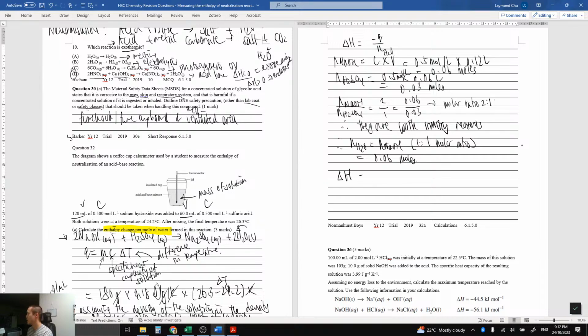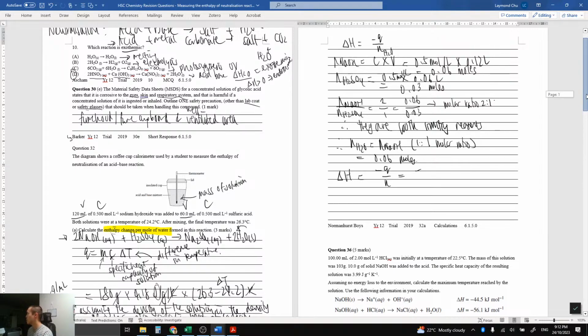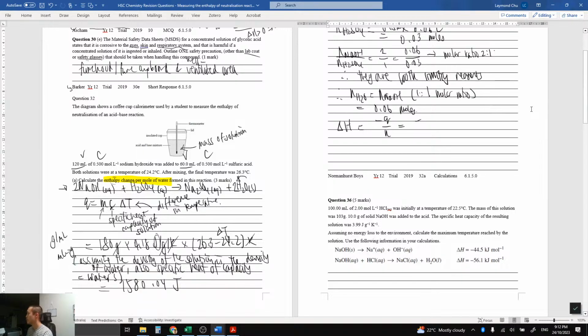Delta H equals negative Q on n. The Q value that we calculated earlier was 1580.04 joules over moles, which is 0.06. Now, we usually give our delta H, our enthalpy value, in terms of kilojoules, so we need to convert this into kilojoules. So that is just 1.58004 kilojoules.